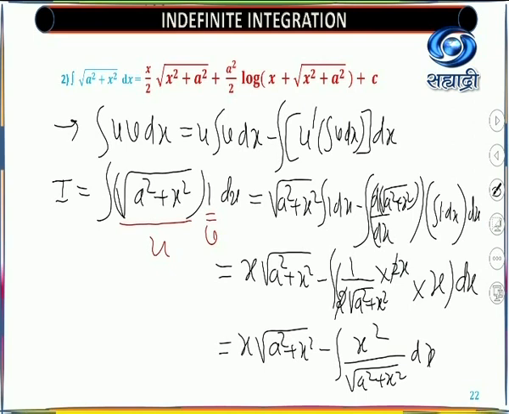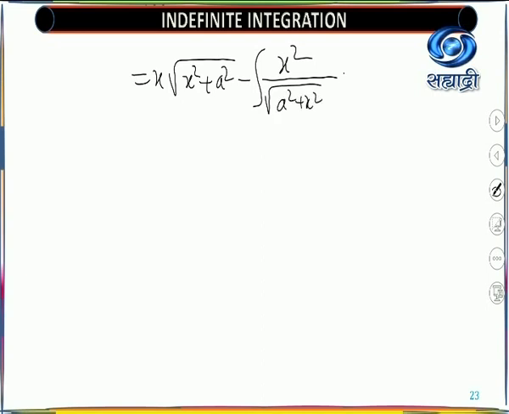As usual, whatever is in the denominator, we want the same value for the numerator, not with the root sign, but whatever is inside the root sign. So we'll make that adjustment. We'll have x as it is, root of x square plus a square as it is. Then you have minus the integration of your last term, which is nothing but root of a square plus x square dx.